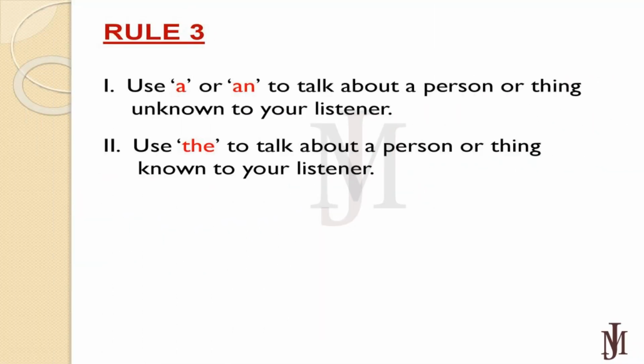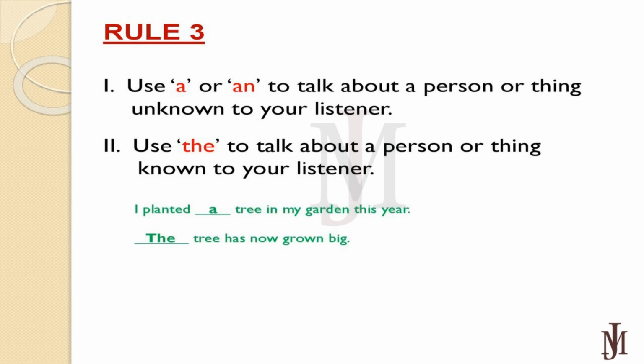Rule number 3. Use a or an to talk about a person or thing unknown to your listener. Use the to talk about a person or thing known to your listener. Examples. I planted a tree in my garden this year. The tree has now grown big. In the first sentence, for the first time I mentioned a tree which is unknown to its listener. As the tree is now known to its listener, so we can say the tree in the second sentence.